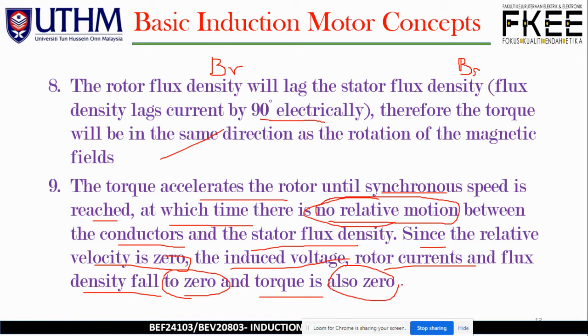So to say that when there is no difference in velocity, especially at synchronous speed, we can say that the induced voltage, IR, and BR are equal to 0, and thus torque equals 0.